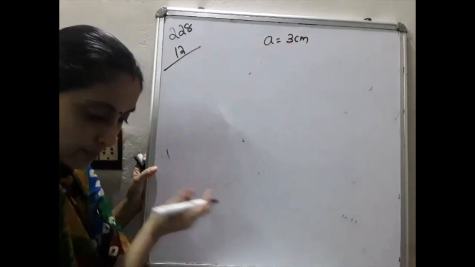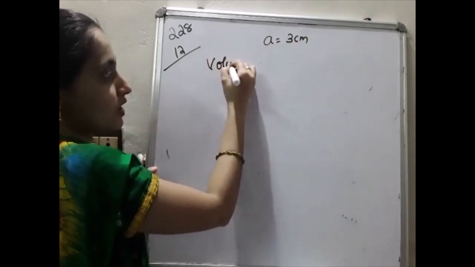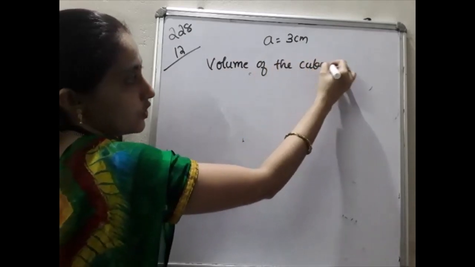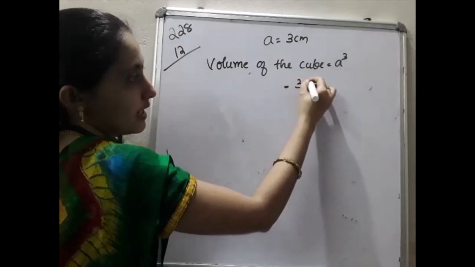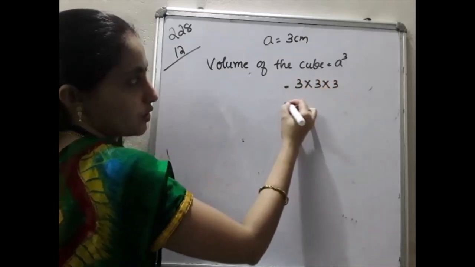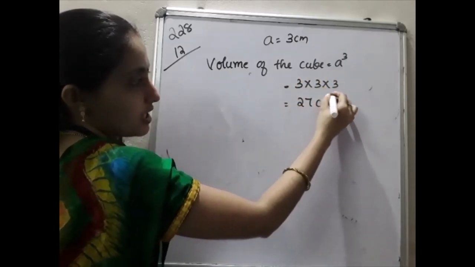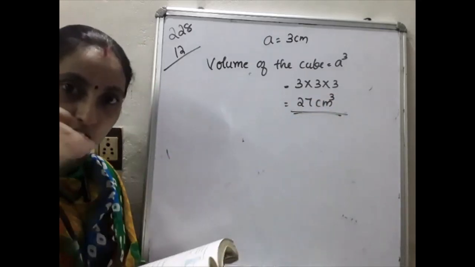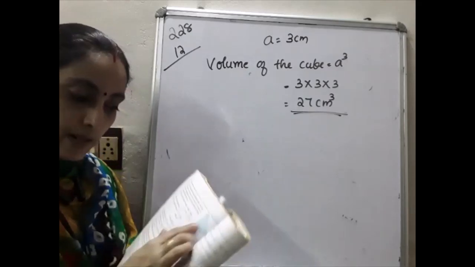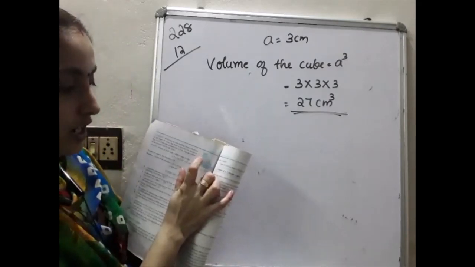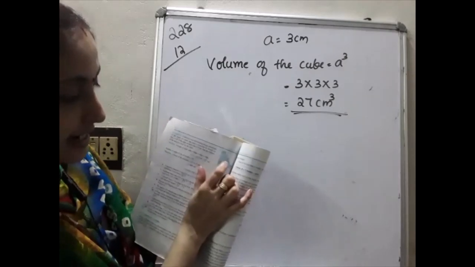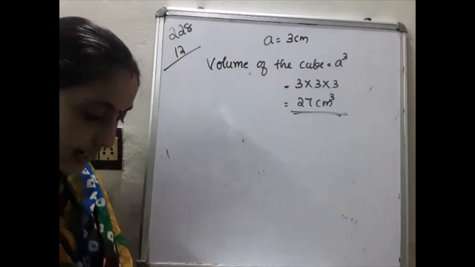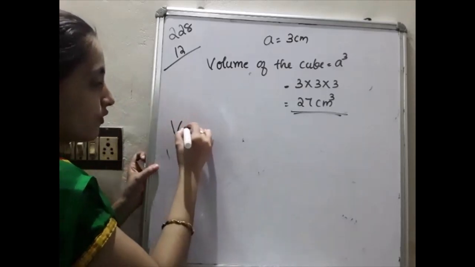What we have to find is volume. So volume of the cube is a cube, that is 3 into 3 into 3, equal to 27 centimeter cube. But we have to find the volume of the structure. That means how many blocks are there? Please count: 1, 2, 3, up to 15. 15 cubes are there. So we have to find the volume of the structure.